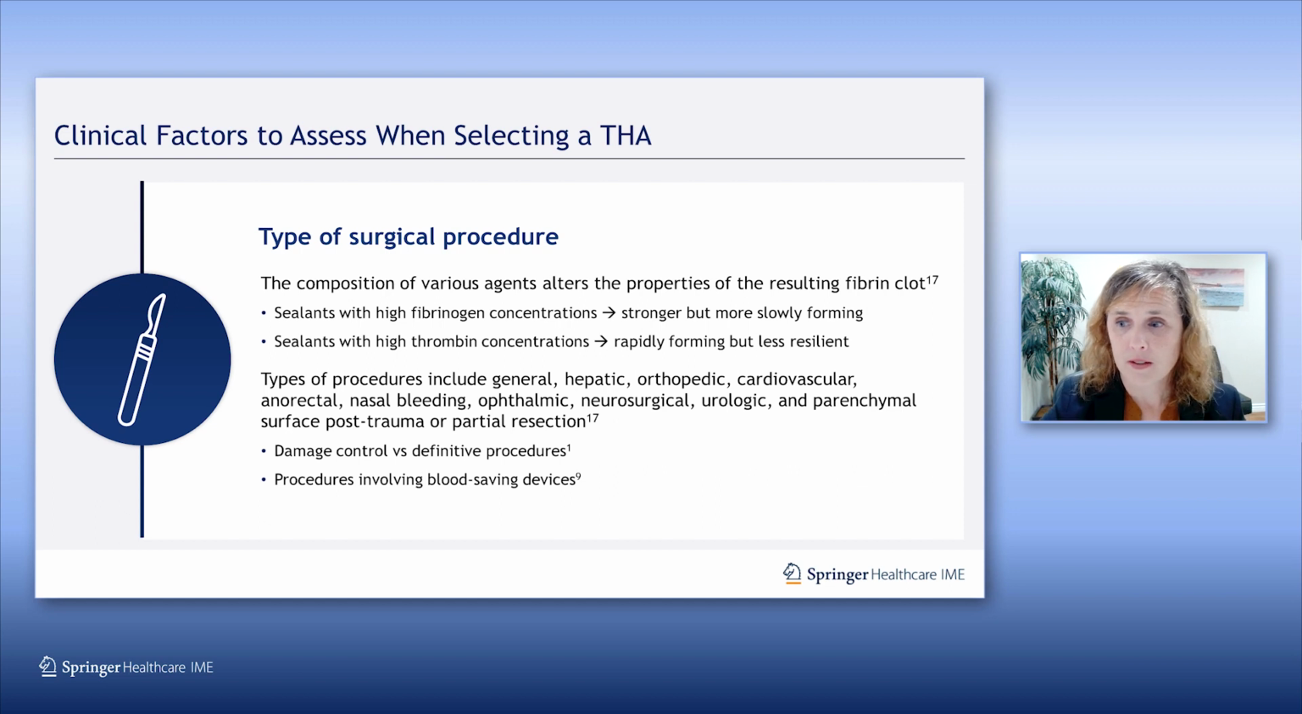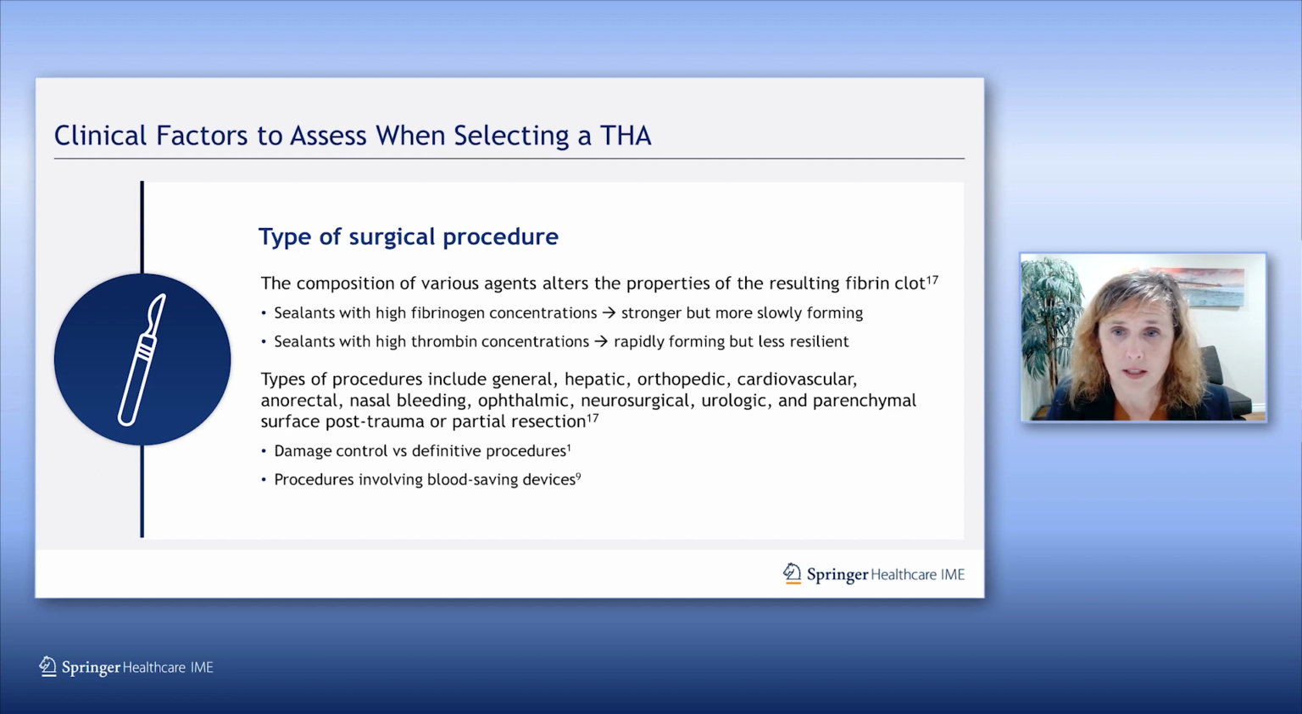Another important thing to consider is what kind of experience has been previously described for this particular THA. For example, many of the THAs have been described for use in general, hepatic, orthopedic, or cardiovascular surgery, but perhaps they haven't been described for use in ophthalmic or neurosurgical operations. Some of these may even have a caution for particular types of surgeries, and these things need to be considered. Also, is the operation that you're doing the definitive operation, or do you plan to return? Some of these agents should be removed, and some can be left in place. So these are also important considerations.